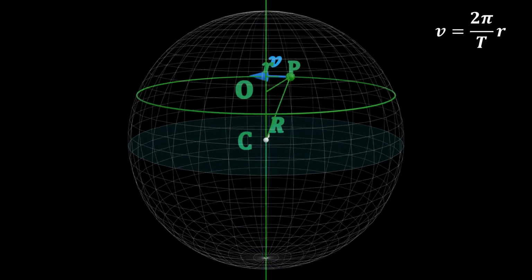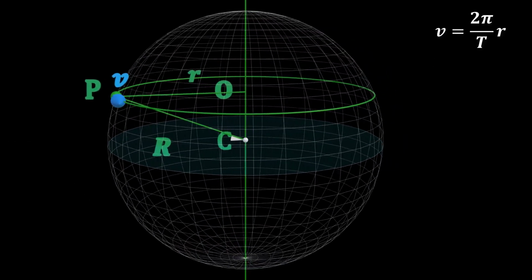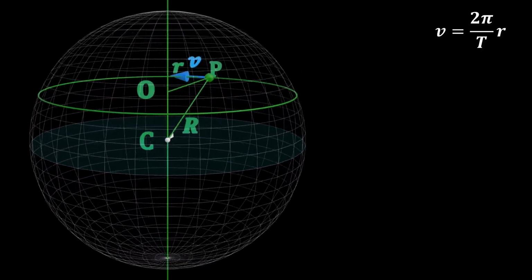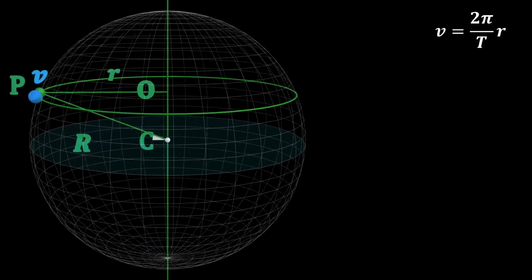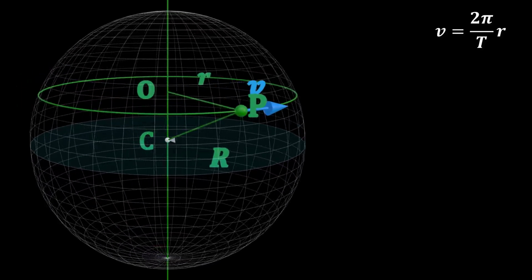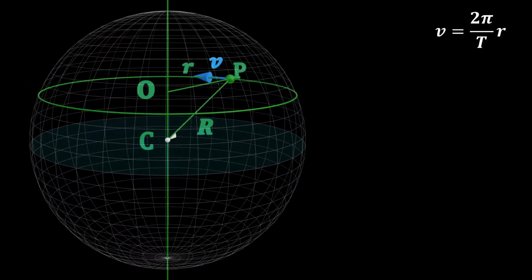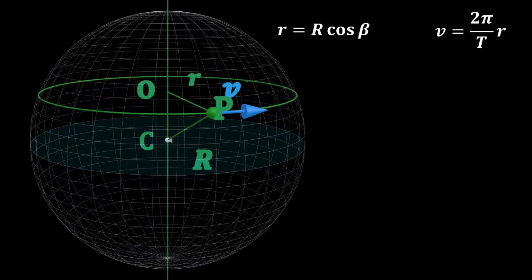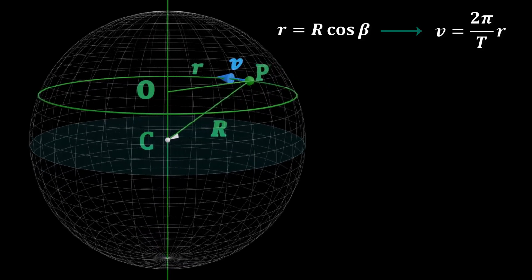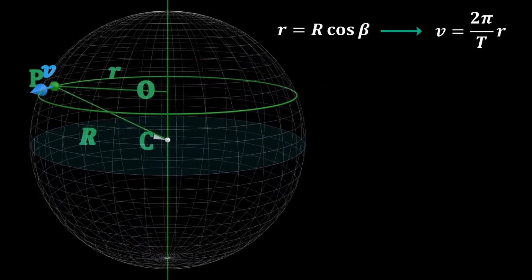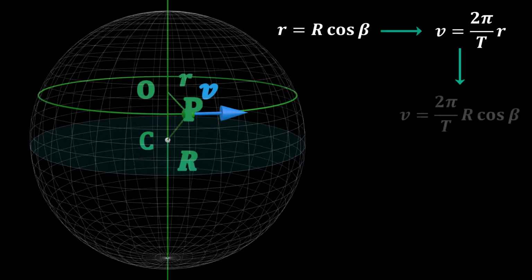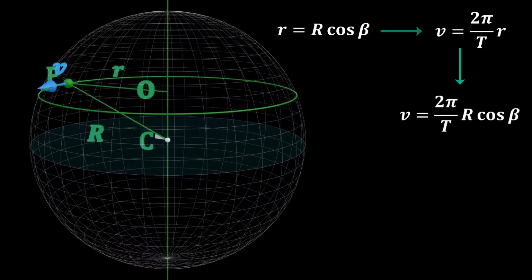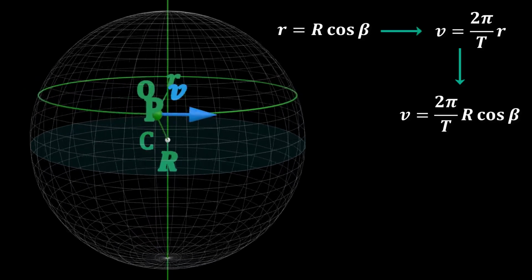Now let us return back to our Earth model. We can apply the equation V equals 2 pi R over capital T on the point P to get its speed. Now let us substitute R equals capital R cos beta into the equation V equals 2 pi R over capital T to obtain V equals 2 pi capital R over capital T cos beta.